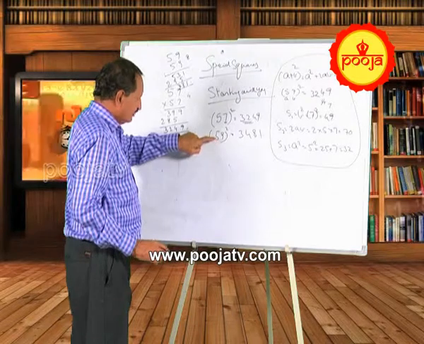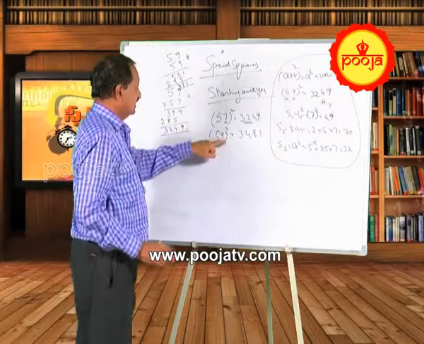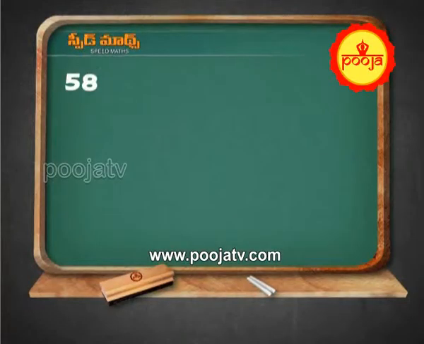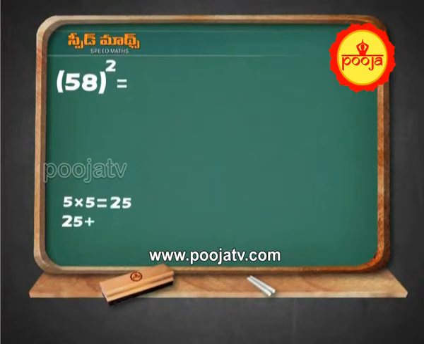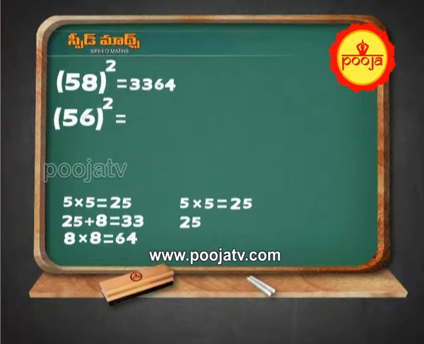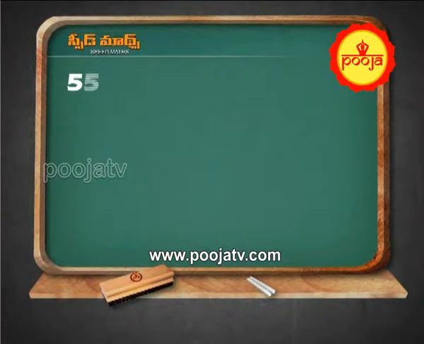5 square 25 plus 9, 34. 9 nines 81. Will it take more than 2 seconds? Like that any number. 58 whole square equals 5 fives 25, 25 plus 8 is 33, write it as 33, 8 eights 64, write it as 64. 56 whole square: 5 fives 25, 25 plus 6 is 31, 6 into 6 is 36, write it as 3136.